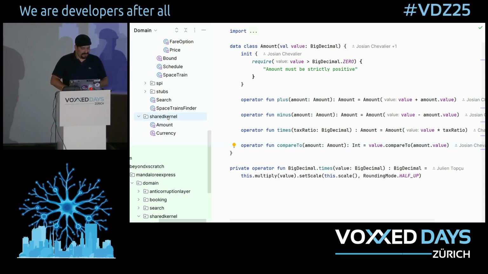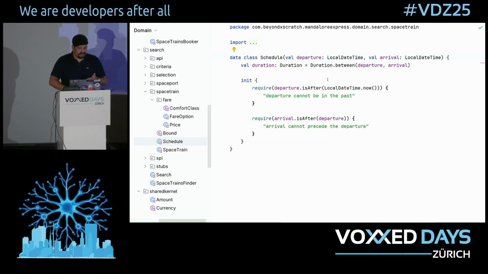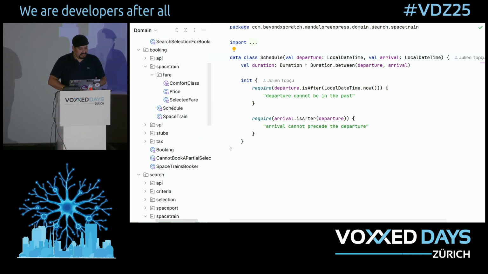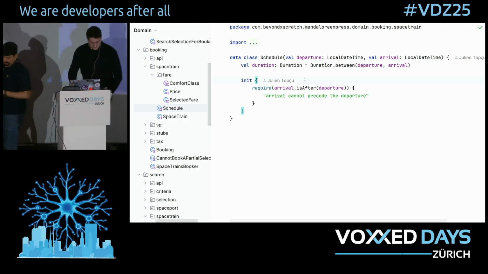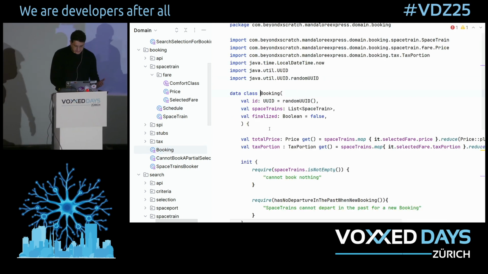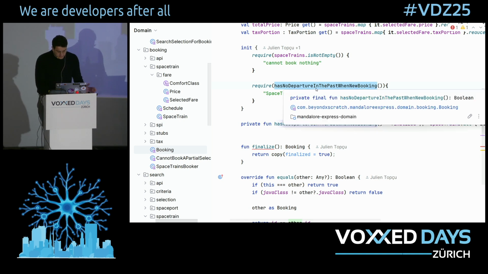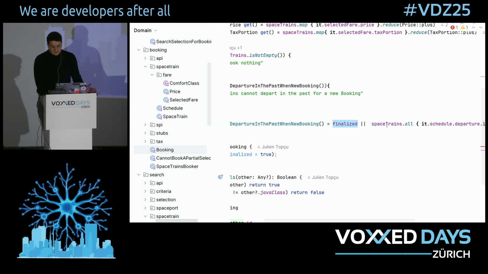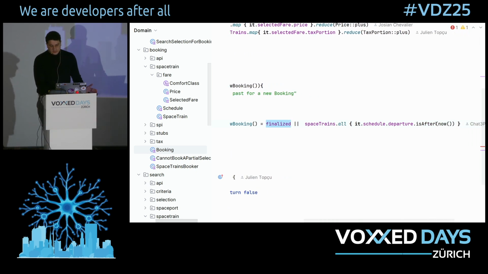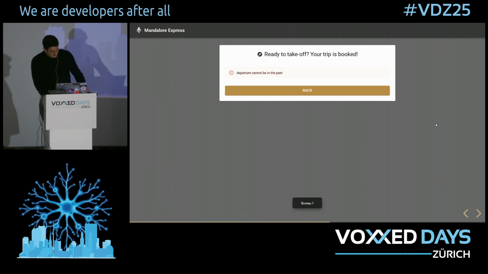Okay, so here we no longer have any schedule in the shared kernel. In the search, we have one that looks like what we used to have. And in the booking, we have one that no longer checks that departure is in the future, although we still should have this invariant. Yeah, we have a new one here inside of the booking, where we have no departure in the past when new booking, checking that either the booking is finalized or all the space trains have their departure in the future. Pretty good. Send that to production and fix the error.